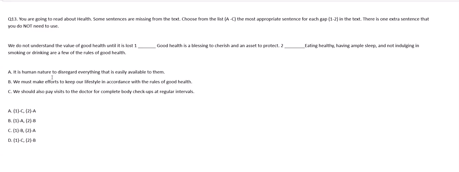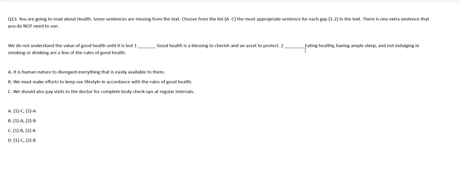It is human nature to disregard everything that is easily available to them. If you see, it will best fit the blank one. Why? Because they're just telling the value of good health. We don't understand the value of good health until it is lost, and it is followed by this sentence: it is human nature to disregard everything that is easily available to them. So these two are logically one followed by another. Okay, so option A is the best fit in this blank.